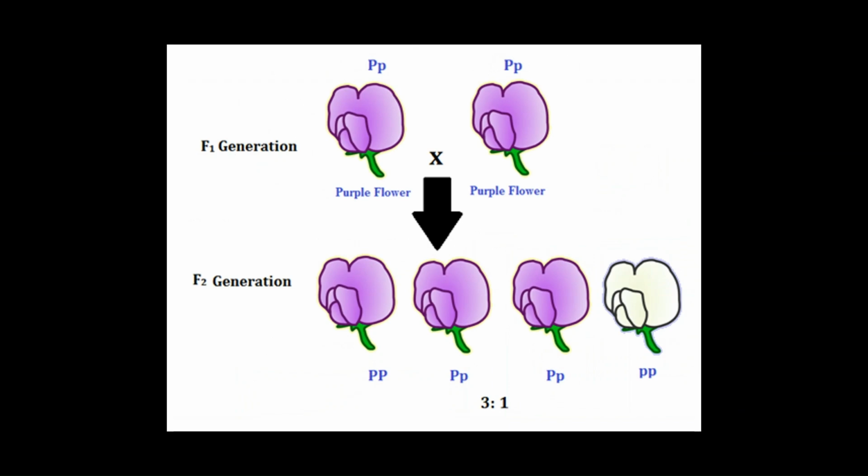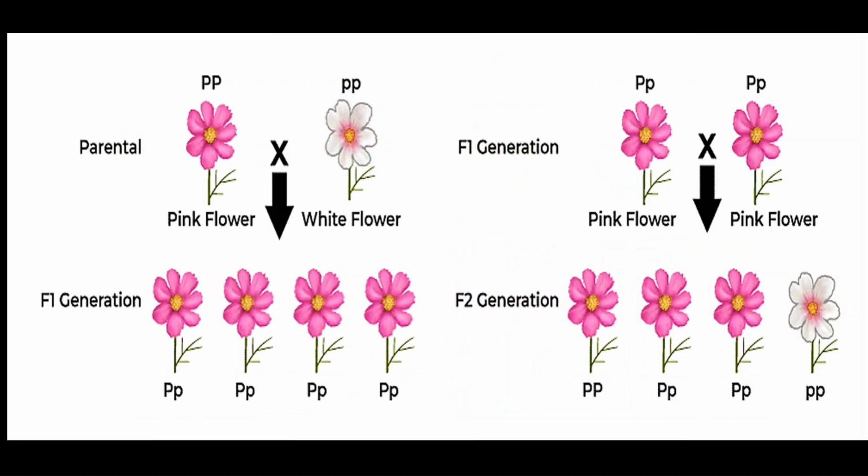If two parents of the same phenotype produce offspring where three look like the parent and one looks different, the answer is because the parents are heterozygous. So here you can use the phenotype to predict the genotype, or you can use the genotype to predict the phenotype. Look at another situation.